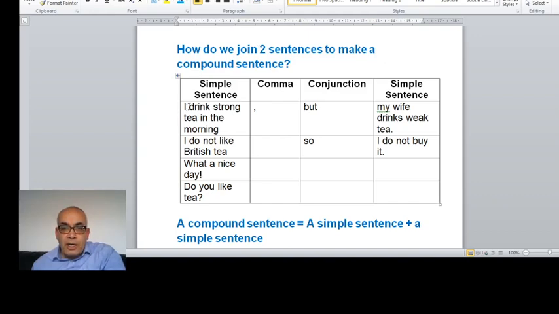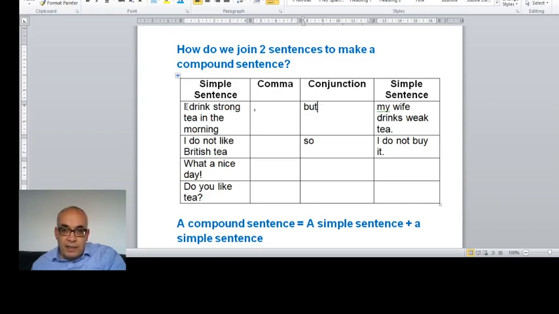So, I drink strong tea in the morning. This is a simple sentence. I is the subject, as you can see. Drink is the verb. Strong tea in the morning, this is the complement, because it completes the sentence. So, I drink tea in the morning, this is what? A simple sentence. I put a comma. Can you see the comma? This comma. And then I have a conjunction, but. And then another simple sentence. My wife drinks weak tea. Full stop. So this is a simple sentence.